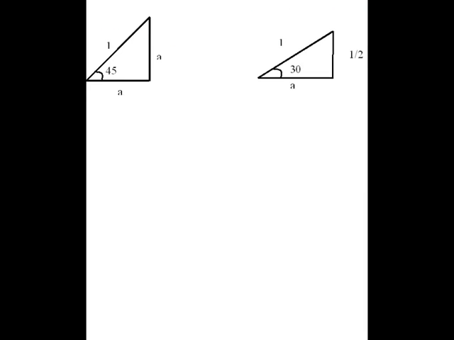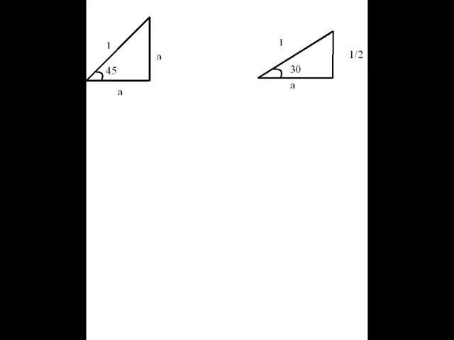The first is a 45-45-90 triangle. For the 45 degree angle, the opposite and adjacent sides, I know from geometry class, have to be the same size. I also know that they're a square root of 2 smaller than the hypotenuse, but I'm not going to use that in this particular thing. I'll show you how, without that, I can still find the sine and cosine.